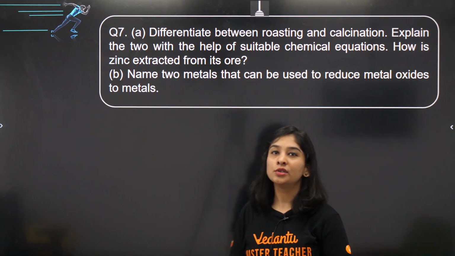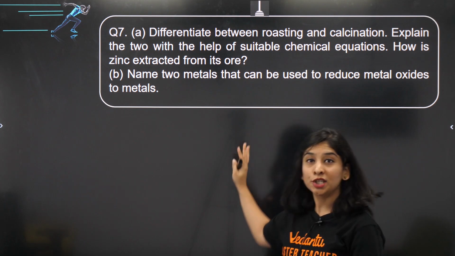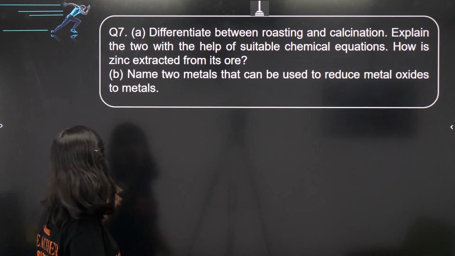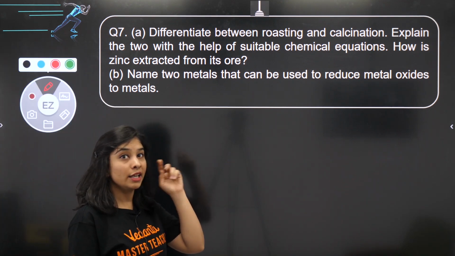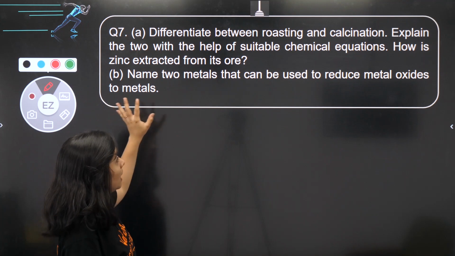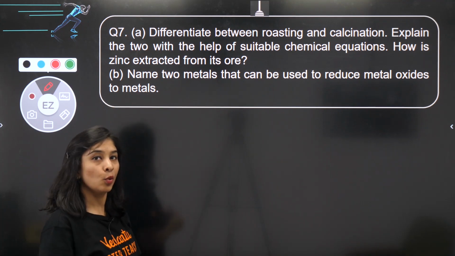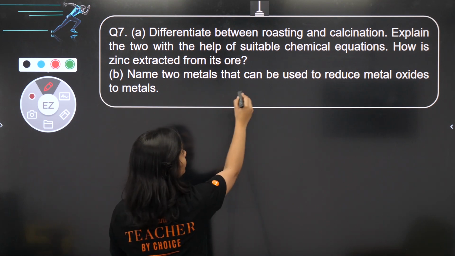Fine? On this note, let's start a new question. Let's read it out. Very much important question for the board. Do not skip this at all. Okay? This question is super important. What exactly is the question? Roasting and calcination, you need to define them with the help of all the chemical equations, and how zinc is extracted from ore. So let's take zinc as the example and understand all of this process.